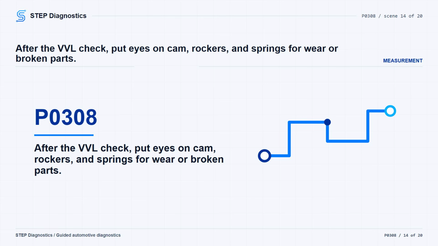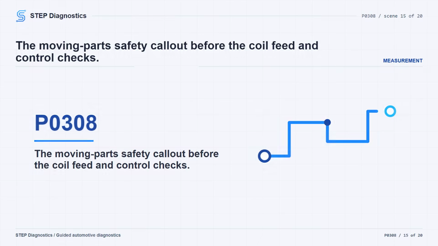If no VVL issue is found, visually inspect the camshaft, rocker arms, and springs for excessive wear or broken parts. Worn cam lobes, rocker arms, or springs may not always show up during compression testing. If defects are found, repair as needed and verify the repair. If none are found, move to the harness and connection checks unless the earlier no-spark path sent you into coil circuit testing. If the spark test failed, check the ASD relay output at the ignition coil connector.